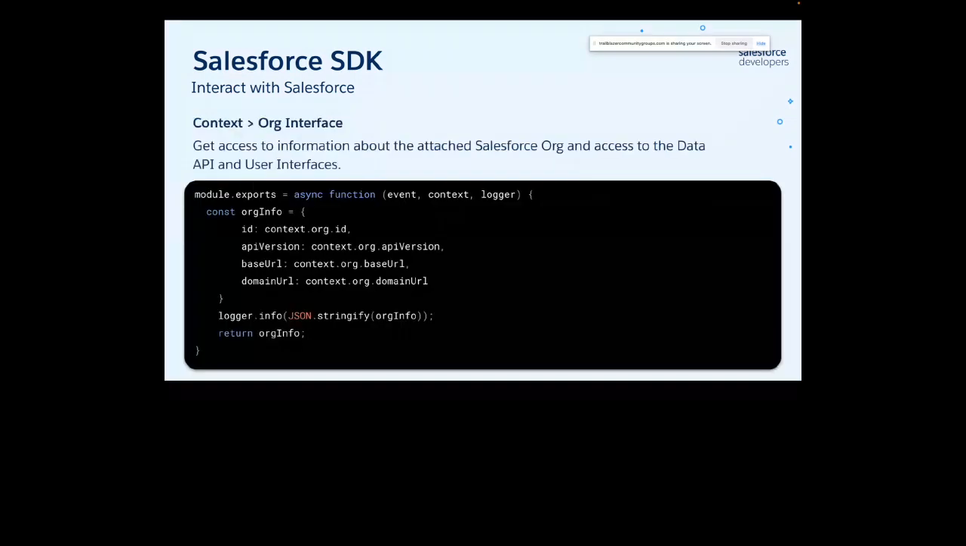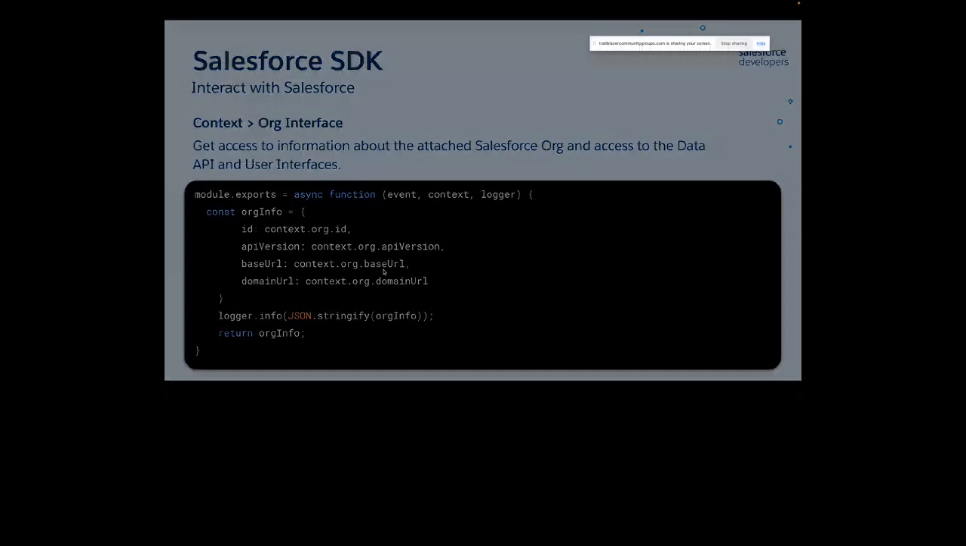The very first thing we can look at is the org interface. You can get the information about the org to which your Salesforce function is connected. Very simple: in the context parameter, you're going to have context.org, which has all of your org information. You can do .id, .apiVersion, .baseUrl, .domainUrl. Whatever information about the org that you want is available to you as properties within the org interface.